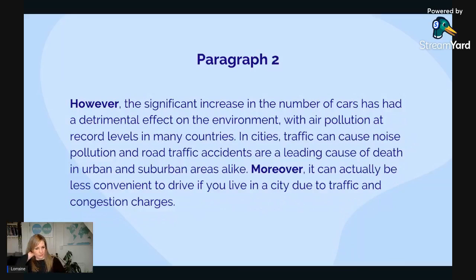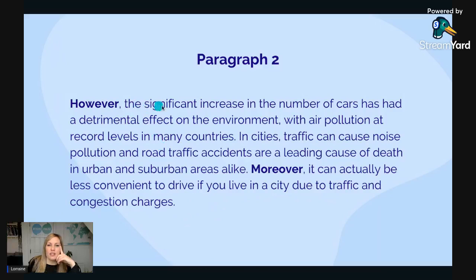Here's paragraph two. However, the significant increase in the number of cars has had a detrimental effect on the environment, with air pollution at record levels in many countries. In cities, traffic can cause noise pollution, and road traffic accidents are a leading cause of death in urban and suburban areas alike. Moreover, it can actually be less convenient to drive if you live in a city due to traffic and congestion charges. Okay.